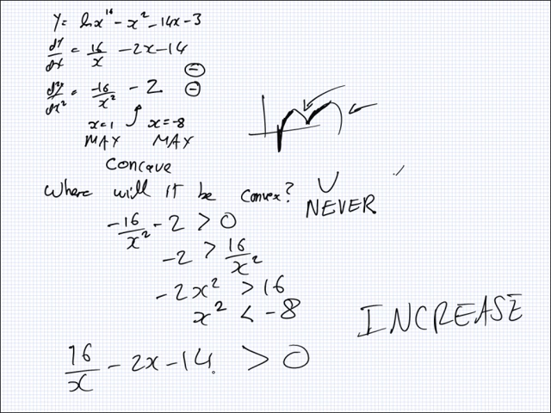Multiply by x, right? Although there's a small problem if I do that. What's my small problem if I try to multiply by x? Why can't I multiply by x? You don't know if x is positive or negative. And if it's negative, what happens? The sign changes.